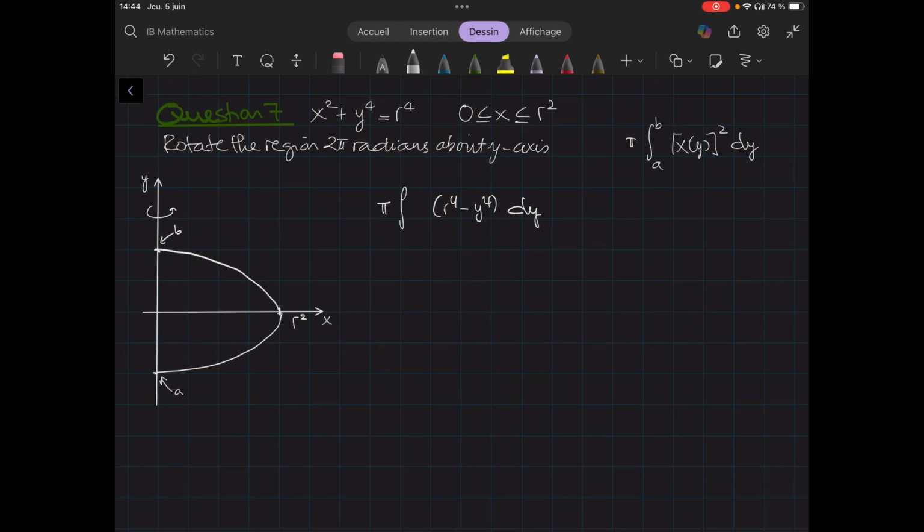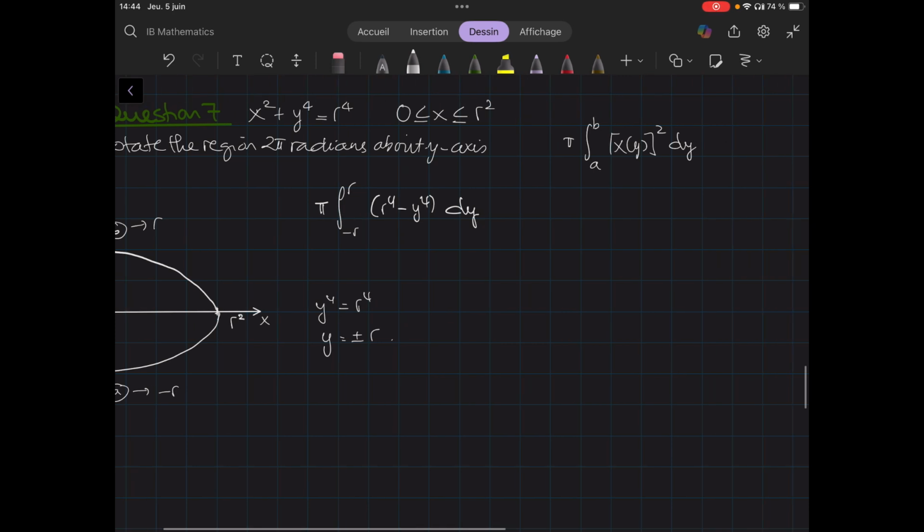At these values, x is equal to 0, so y to the 4 is equal to r to the 4, so y is equal to plus or minus r. So this lower bound is negative r, that upper bound is r, as r is positive. And now you just have to evaluate this very simple integral.